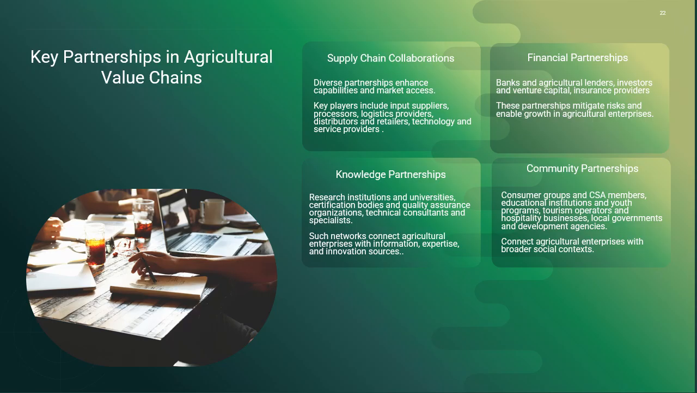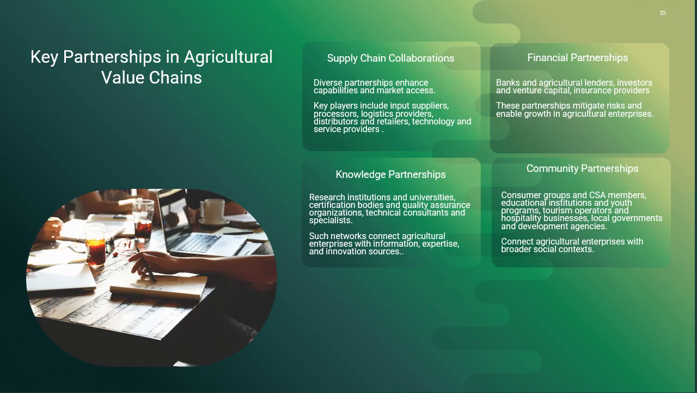Key players include input suppliers who provide seeds, fertilizers, and equipment, processors who transform agricultural products, logistics providers who move products through the value chain, distributors and retailers who connect products with end consumers, and technology and service providers who support operations with specialized capabilities. These partnerships enable agricultural enterprises to access resources, capabilities, and markets they could not efficiently develop independently.